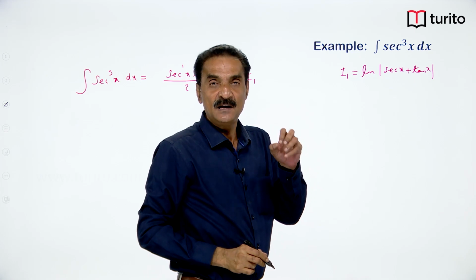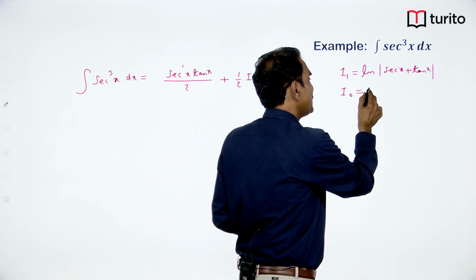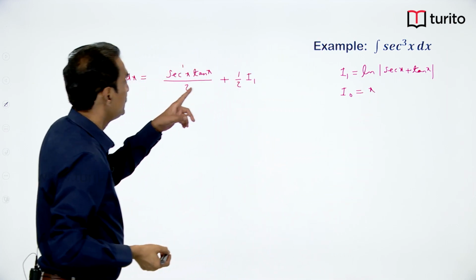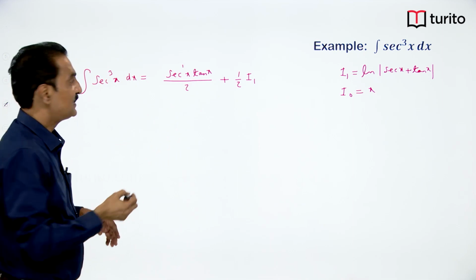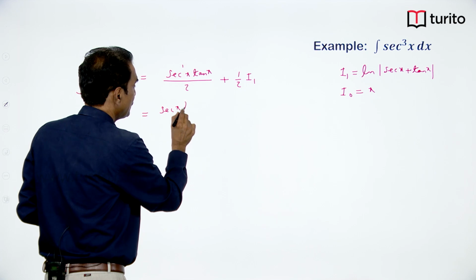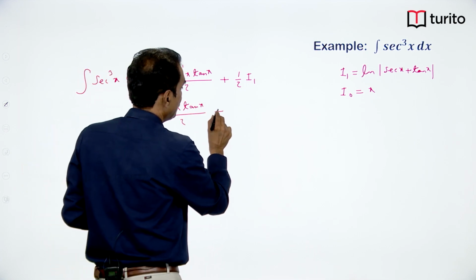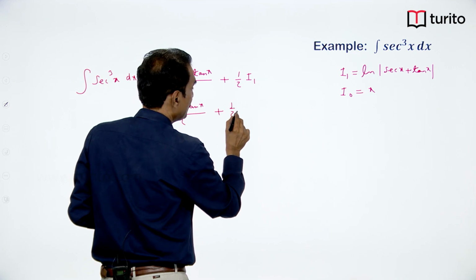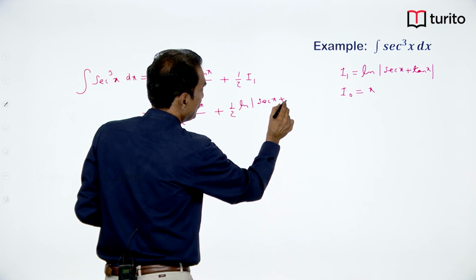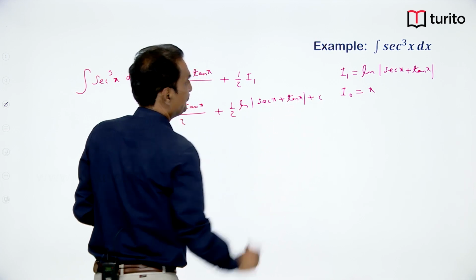If n is even, we get I naught. I naught is always x, integral 1 dx. So here substitute I1 and get the answer. Plus C.